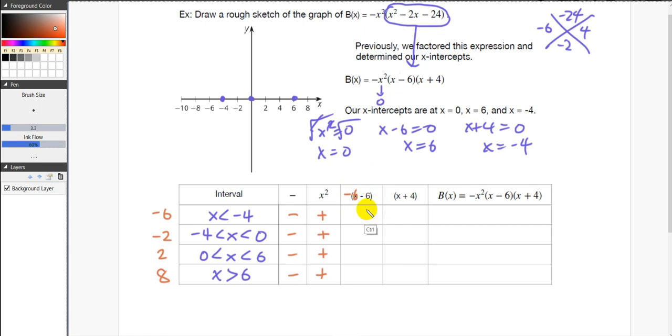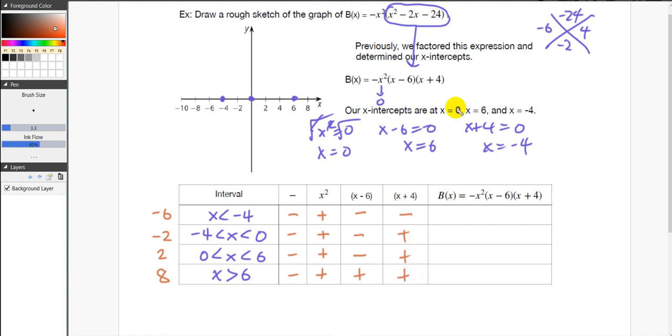So negative 6 minus 6, is it positive or negative? In this case, it's going to be negative. Negative 2 minus 6, positive or negative? Negative. 8 minus 6, positive or negative? This is positive. Negative 6 plus 4, positive or negative? Negative. Negative 2 plus 4, positive or negative? Positive. 2 plus 4, positive or negative? This is going to be positive. And we have 8 plus 4, positive or negative, which is positive.